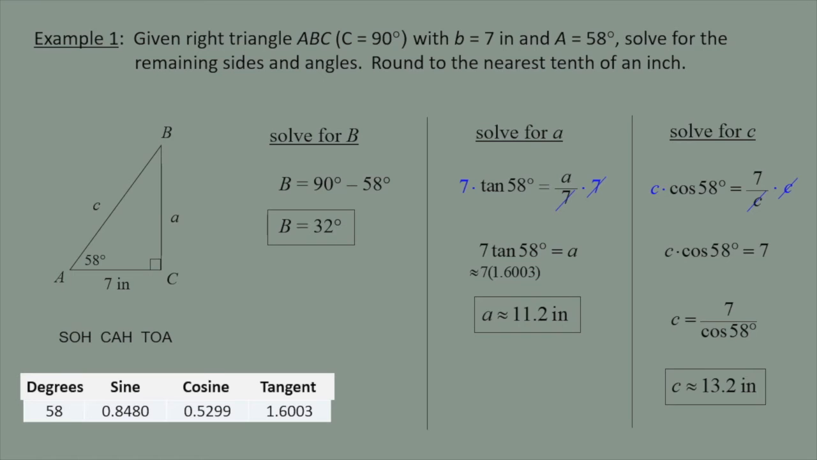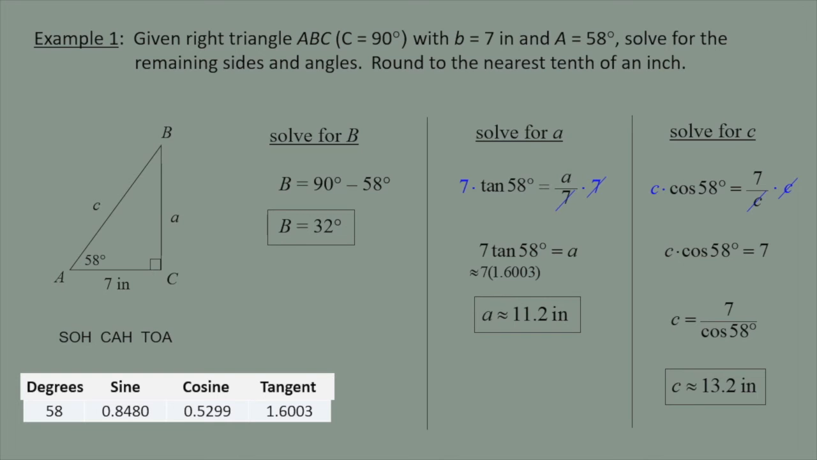tenth. Notice in this table that the cosine of 58 degrees is approximately 0.5299, or approximately 0.53. That means for a 58-degree angle, the ratio of the adjacent leg to the hypotenuse is approximately 0.53, or the adjacent leg is just a little over half the length of the hypotenuse. So when the adjacent leg is 7, we get that the hypotenuse is approximately 13.2.